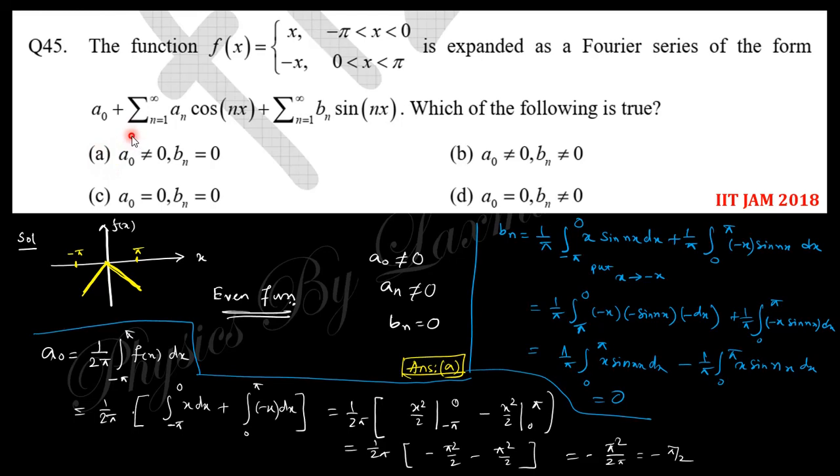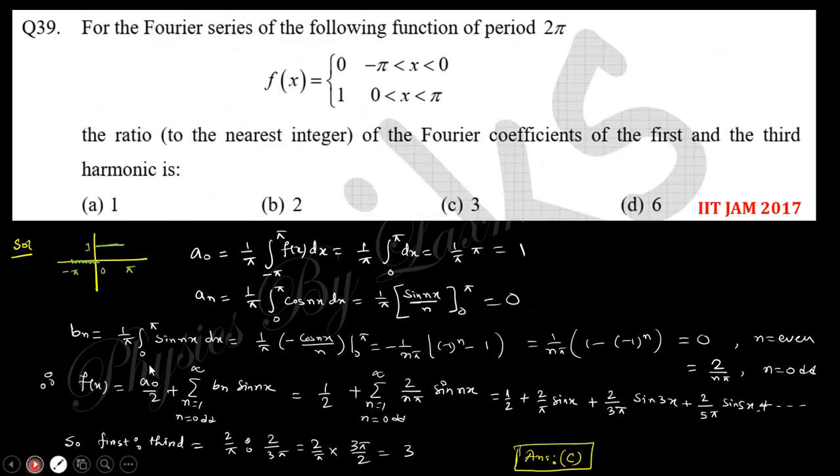But if you want to find the value of a0, you can easily find this is minus pi by 2, and bn you can easily find is 0. You can do it by this process, but if you draw this graph, you can solve this question very quickly. Clear?